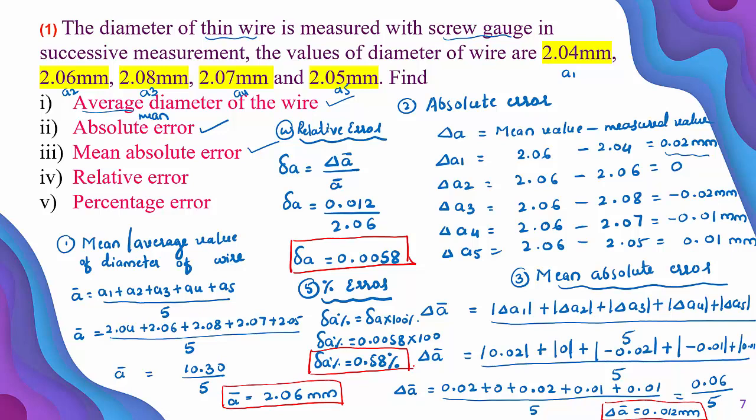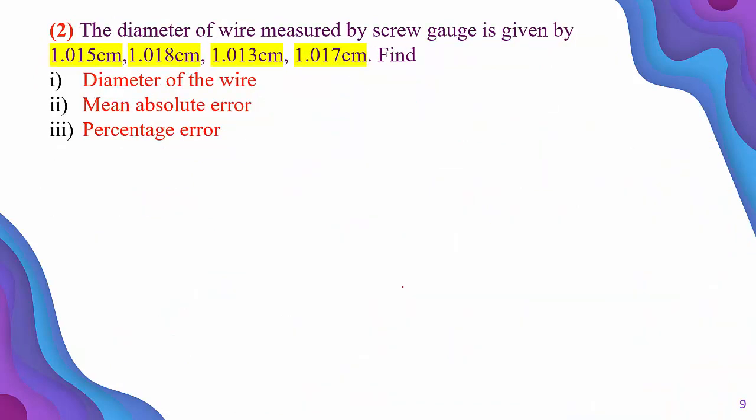In this way, you have to find absolute error, mean absolute error. You can observe this is what? Average means mean value of diameter. Then second one is absolute error. These are the values, absolute error. Then third one is what? Mean absolute error. Fourth one is relative error. And fifth one is percentage error. Is it clear? So I will solve one more problem.